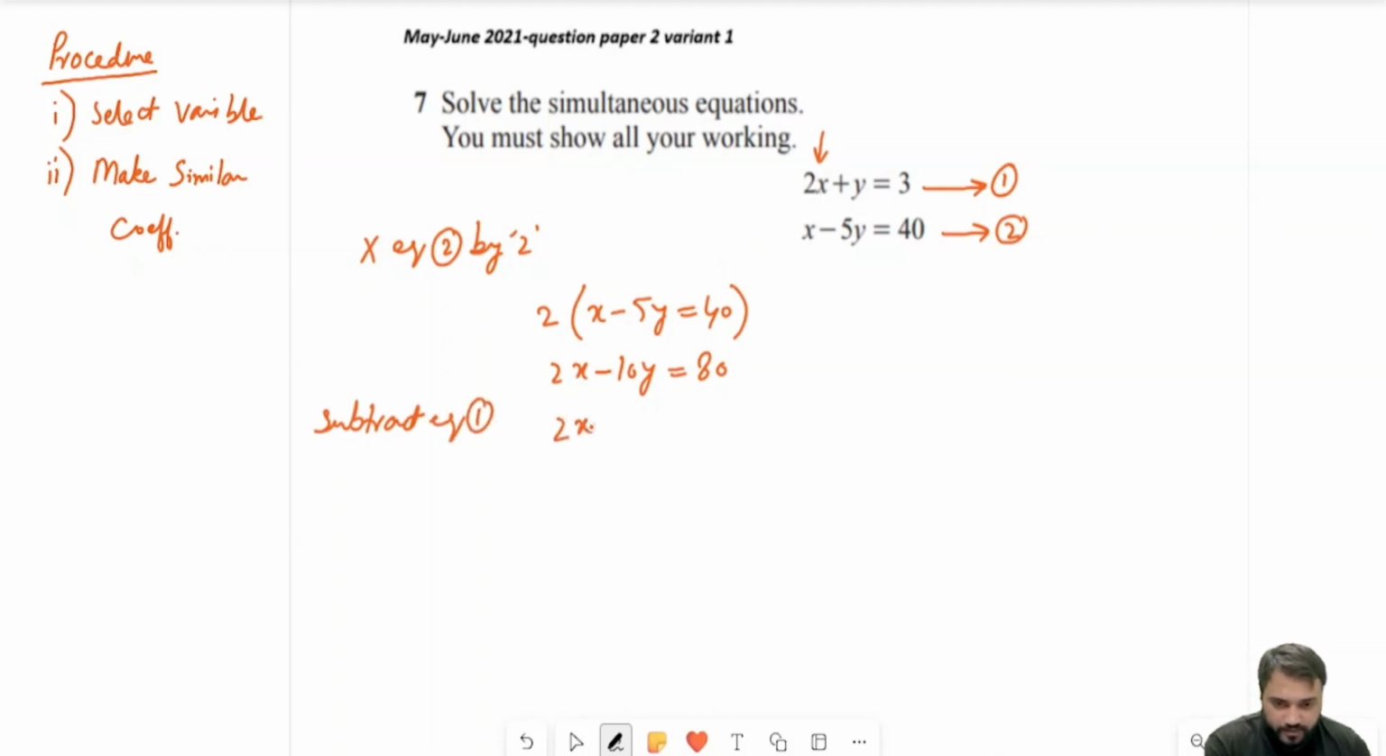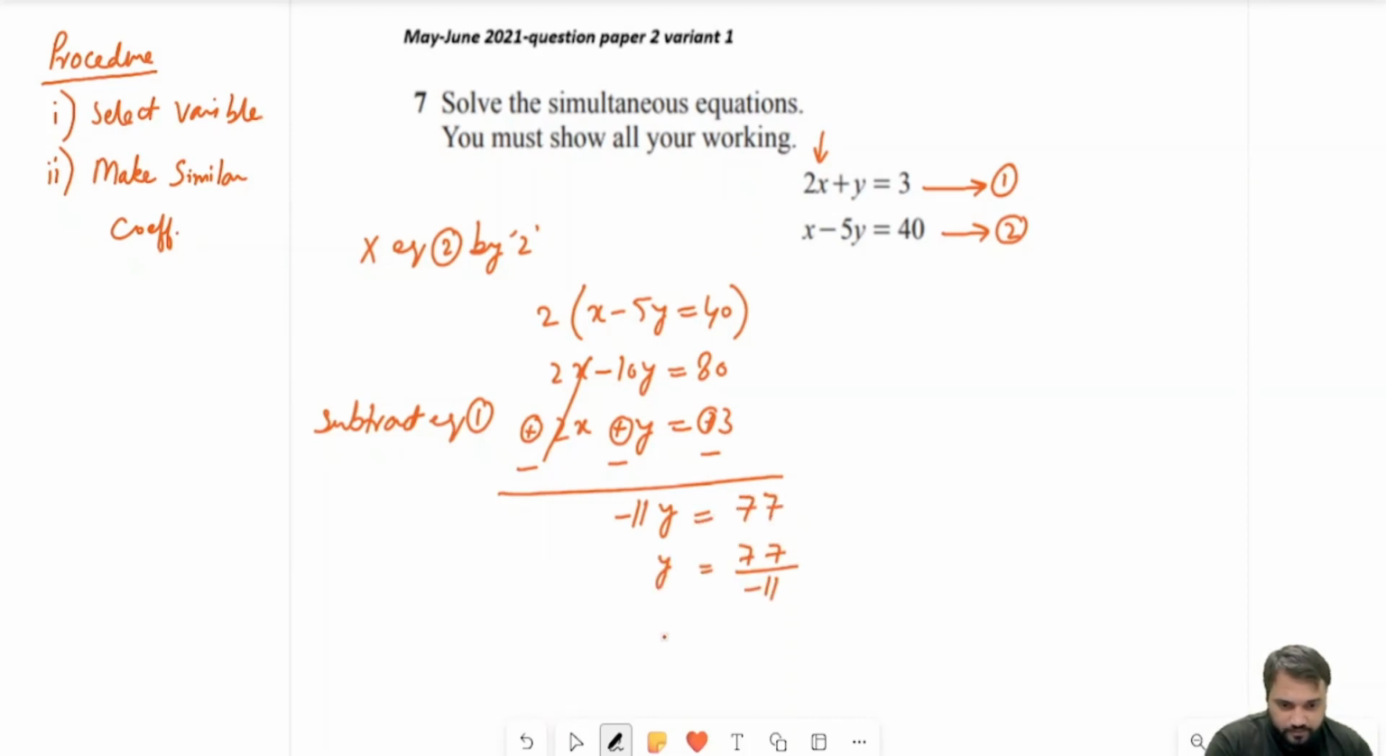I'm going to write it under our equation, that is 2x plus y is equal to 3. Now change the sign, it will be negative, negative, and also negative. We can cancel them. The rest is minus 10y minus 1y, that is equal to minus 11y, plus 80 minus 3, that is equal to plus 77. After simplification, we get y equal to minus 7 because 7 times 11 is 77, and the negative sign remains the same.